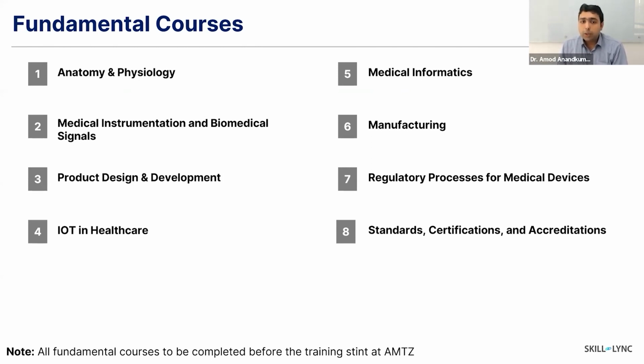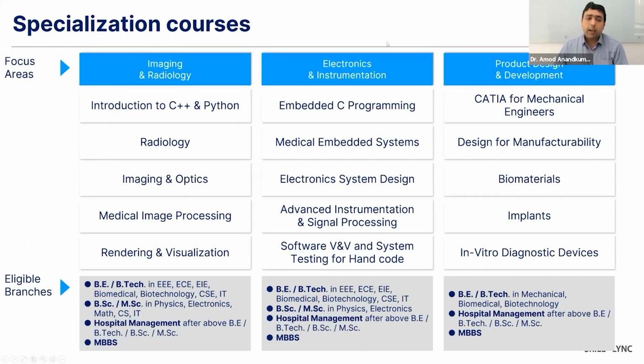The students would be completing each of these fundamental courses before they will be eligible to go on site and get trained in the AMTZ companies. Once this is completed, then in addition to the on-the-ground training in the companies, we're also offering these 3 specializations, which would give detailed theoretical knowledge and practical tool knowledge on these domains.